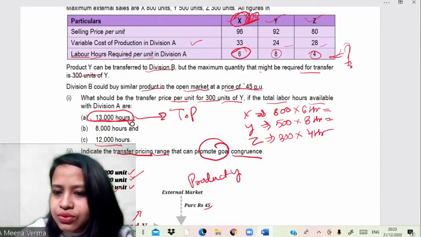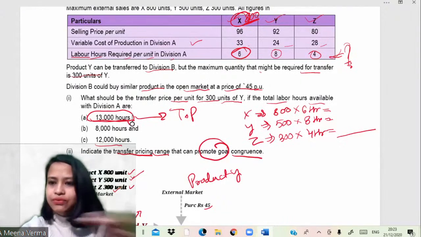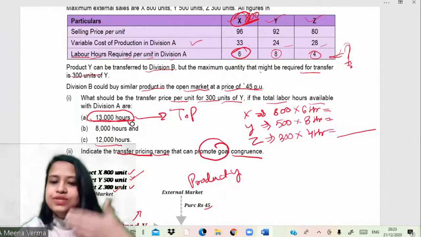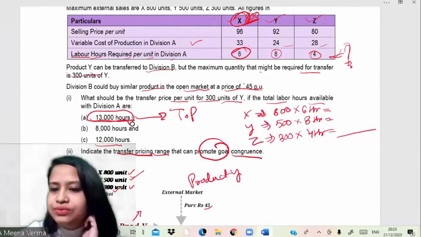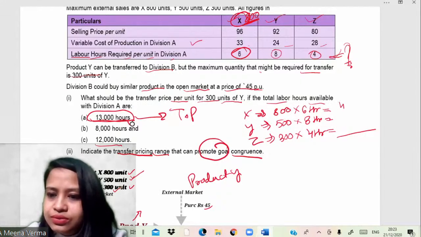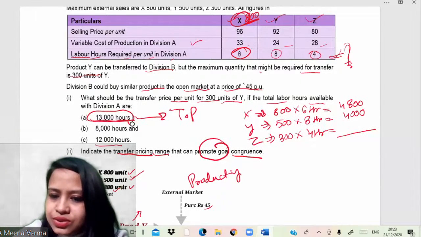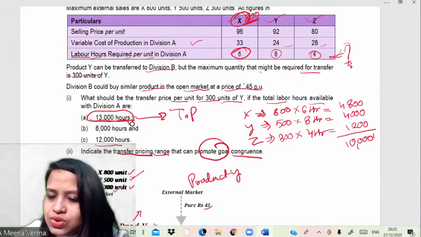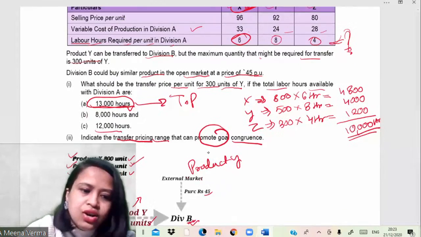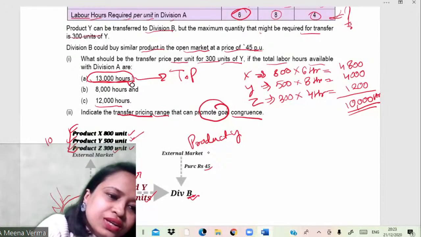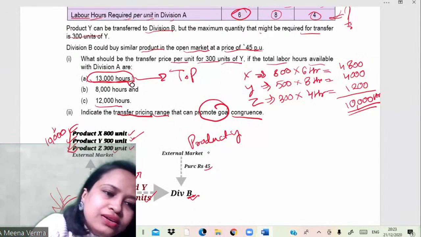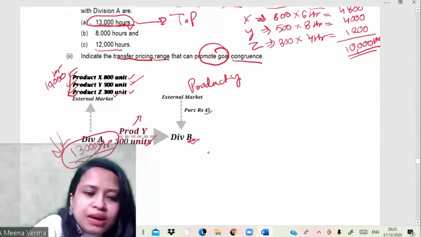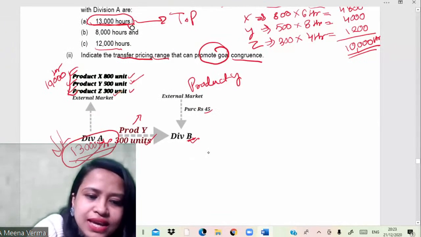Now here, first check the total hours you have, and check whether you have spare capacity or not. So here you need 10,000 hours. For producing these goods, you need 10,000 hours. So yes, you have spare capacity. You have 3,000 hours extra.